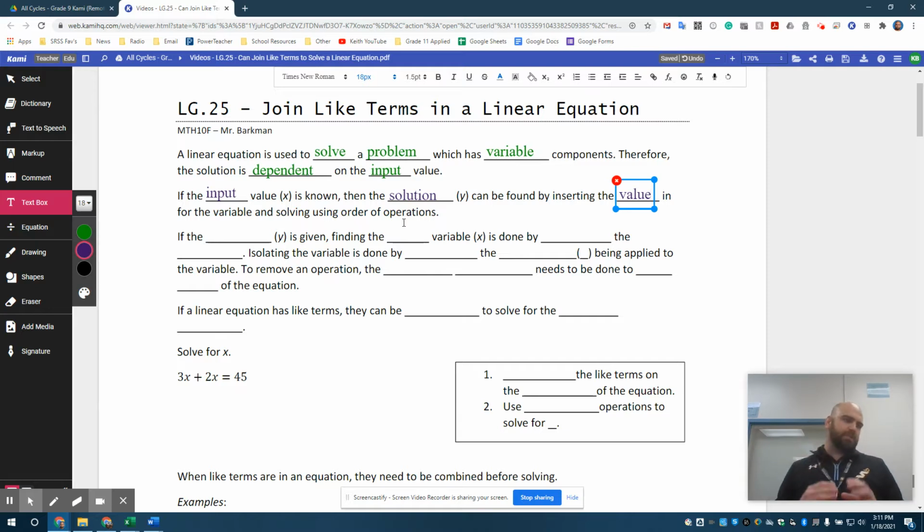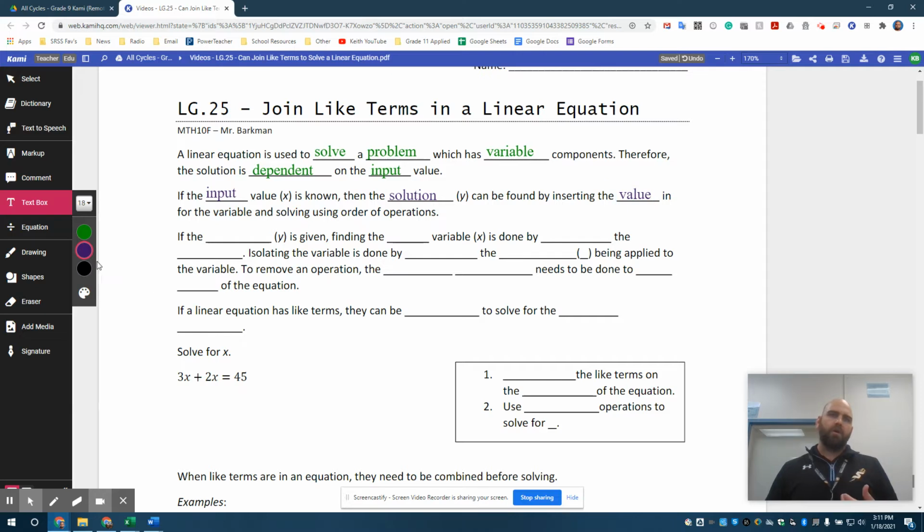Now, a couple things just to be aware of. The output is going to be the one that is isolated. Isolated means that it's all by itself. So often we've said the y is isolated, it's by itself. That's our output, that's our solution when we're solving using our input value, or usually what we would consider to be our x.